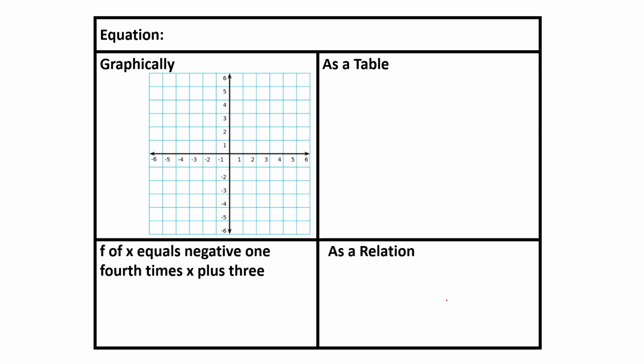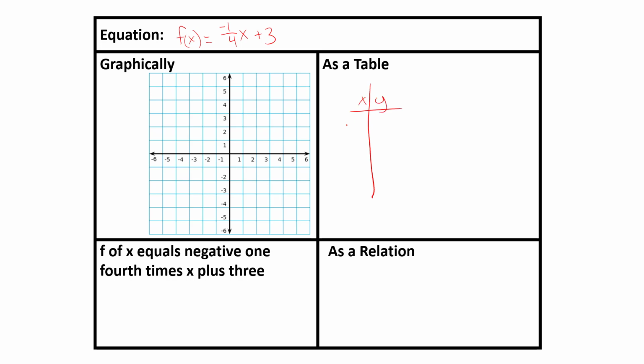All right, next example. f(x) = -1/4 x + 3. That wasn't too bad. Well, we'll take that. We'll make a table.